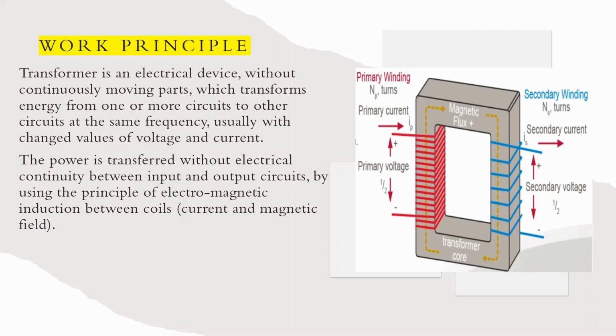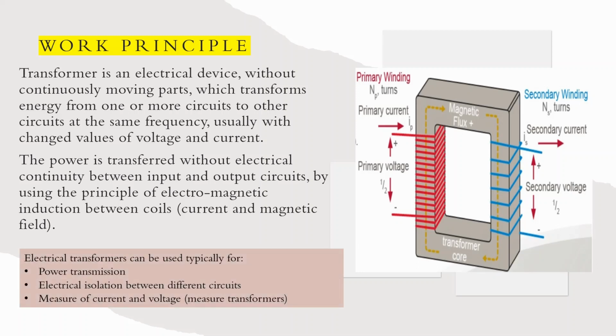Mostly those who are studying electrical engineering, all of you are familiar with these principles. And for those new, this is the work principle. A transformer can be used typically for power transmission, electrical isolation between different circuits, and measurement of current and voltage. So the power rating of a transformer is usually given in kVA, kilovolt ampere. Okay guys?